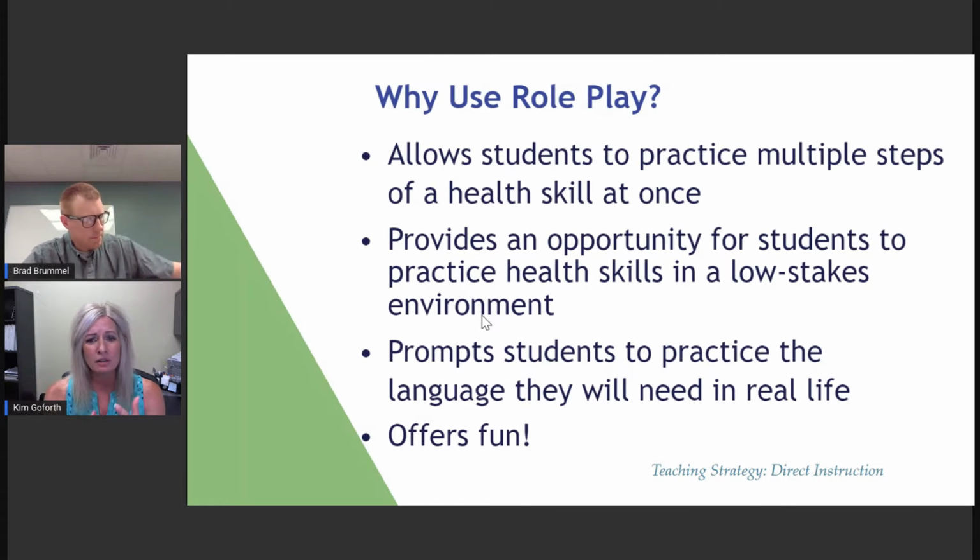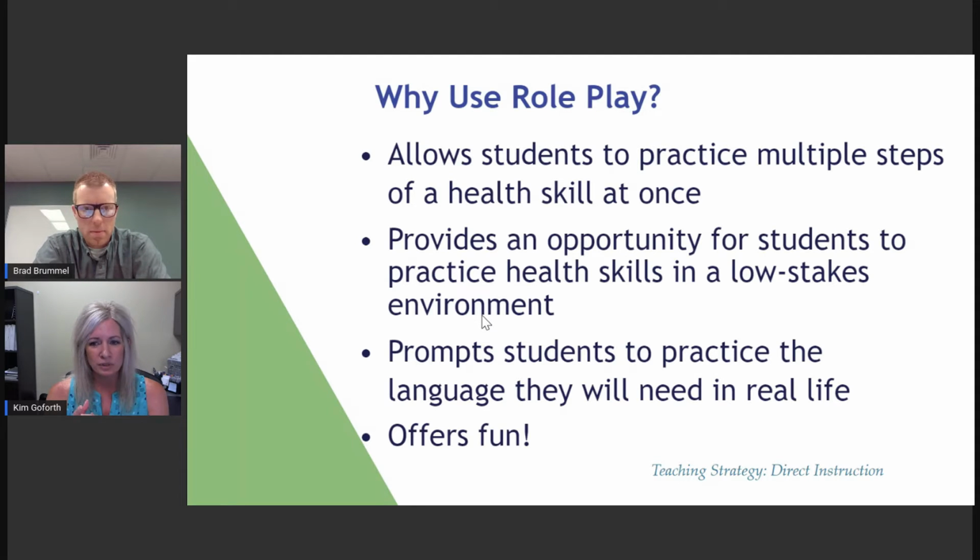So I think it provides multiple opportunities to practice multiple steps of a health skill. It also provides an opportunity for students to practice those health skills in a little bit lower stakes environment instead of just being out there and encountering some of these situations in their world, in their life practices. So we bring it down to a low stakes level where we can be pretty vulnerable and ask kids to act some things out.